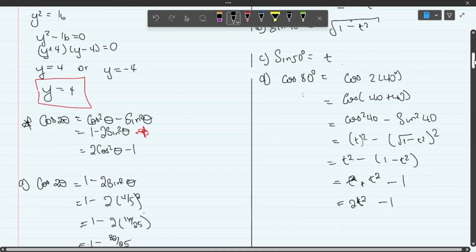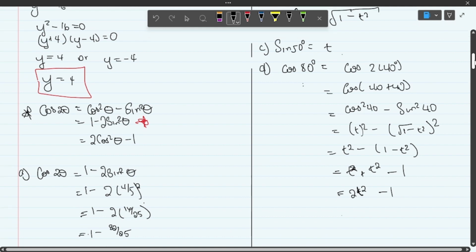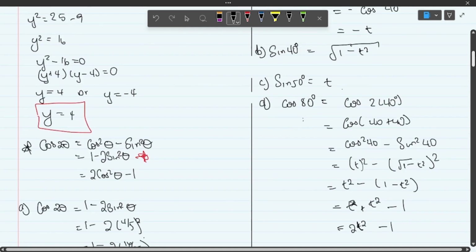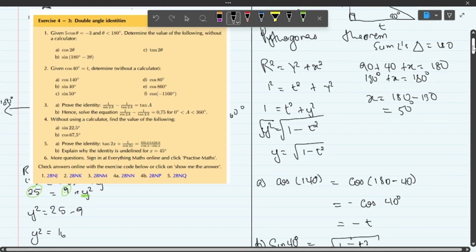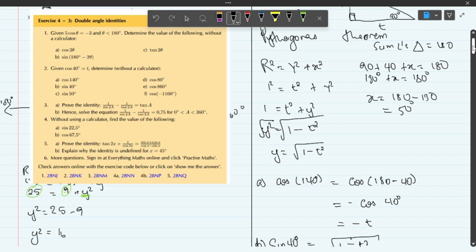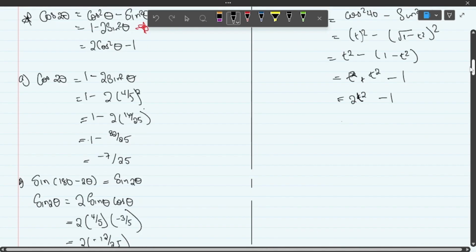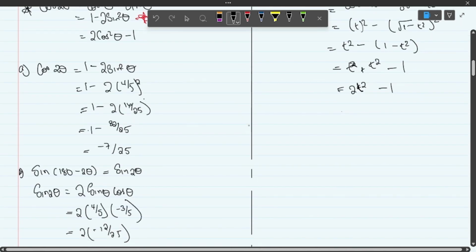Alright, so this is our final answer, 2t squared minus 1. Right, so let's do number E.